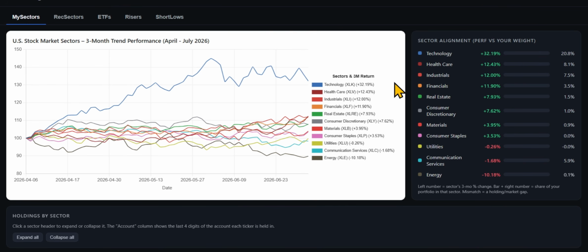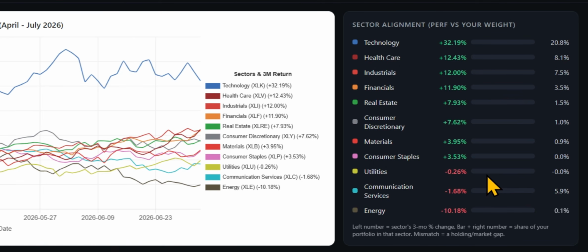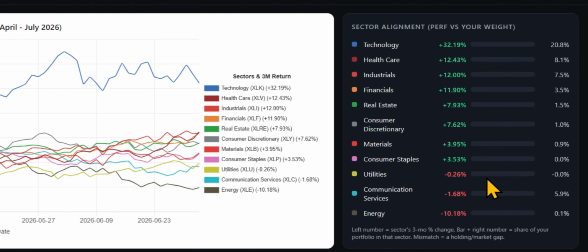But I've also connected this to my Schwab account to help me rebalance my portfolio, to move money where sectors aren't returning well and then rebalance that into areas where sectors are returning well. So the 3 sectors that aren't returning well are utilities, communication services, and energy. And it looks like I have some money in communication services and energy. So let's take a look at those 2 areas.